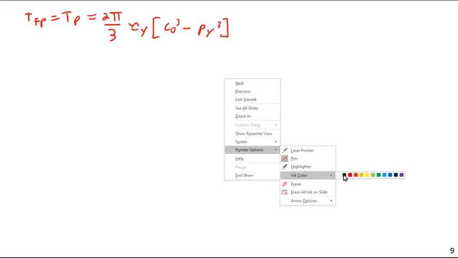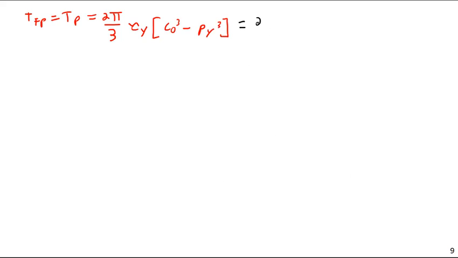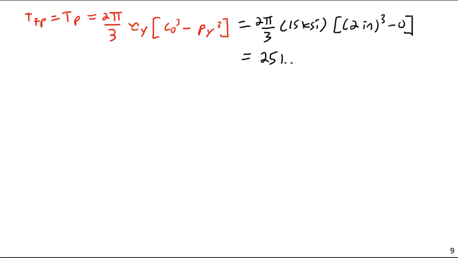And this is equal to 2 pi over 3 times 15 KSI times 2 inches to the third minus 0. And if you plug this into a calculatron, I like calling them calculatrons, it makes a handheld calculator sound like some giant 1950s supercomputer, you get 251.3 kip inches. But that's neither here nor there.